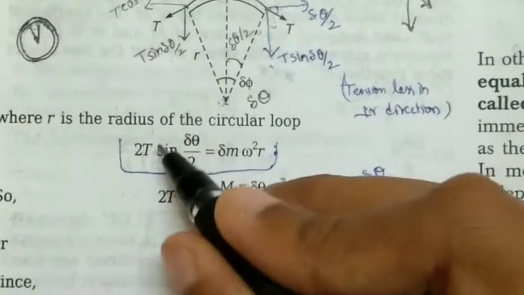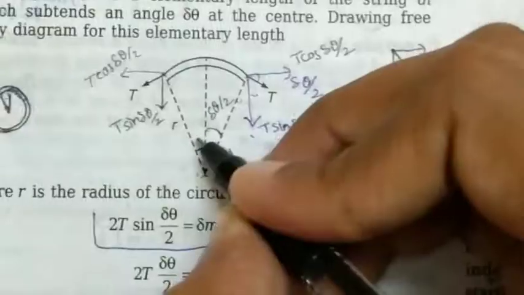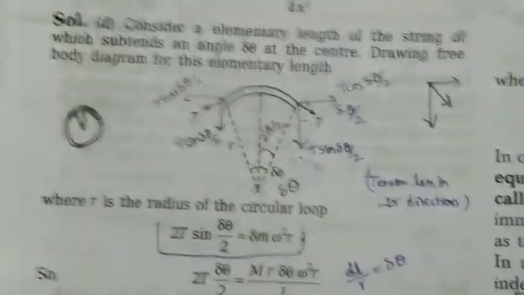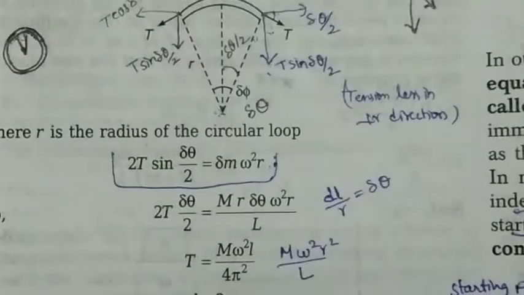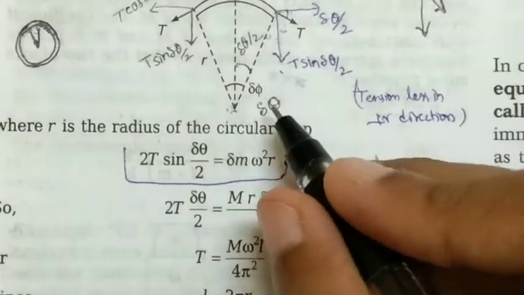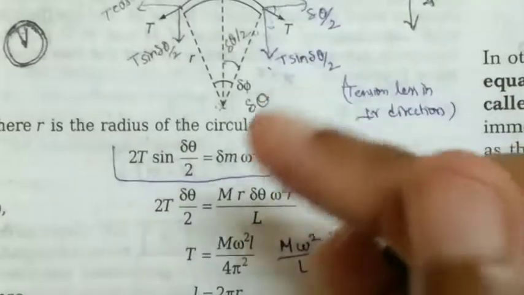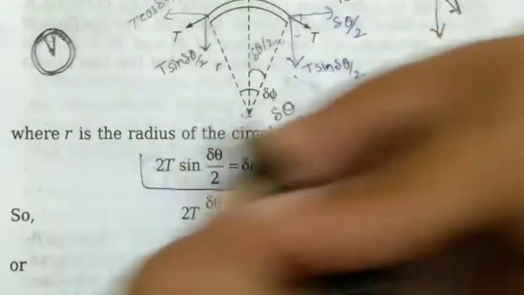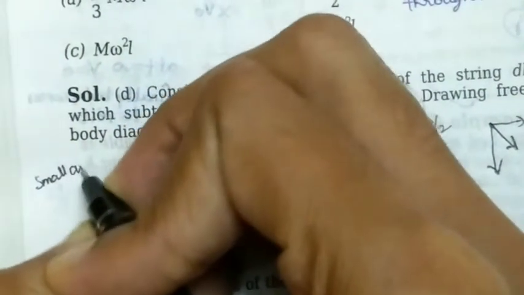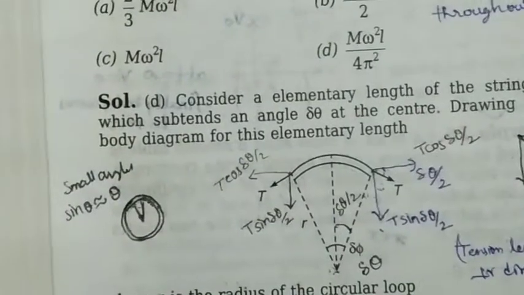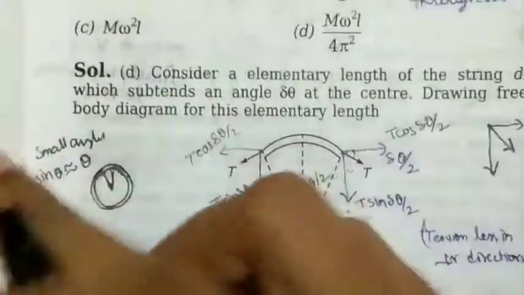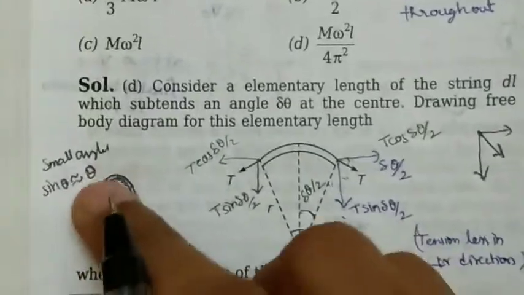So now here if you see sine delta theta by 2, this angle is really small, delta theta is very small, and delta theta by 2 is still smaller. And we know that for small angles, sine theta is nearly equal to theta. So just like sine 0 is 0, sine 0.001 you get nearly equal to that angle. This is only for small angles, not for all the angles, that one we need to remember.